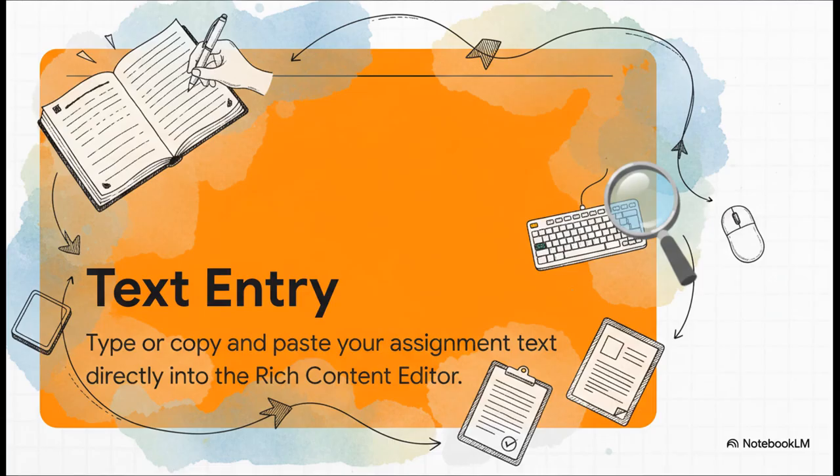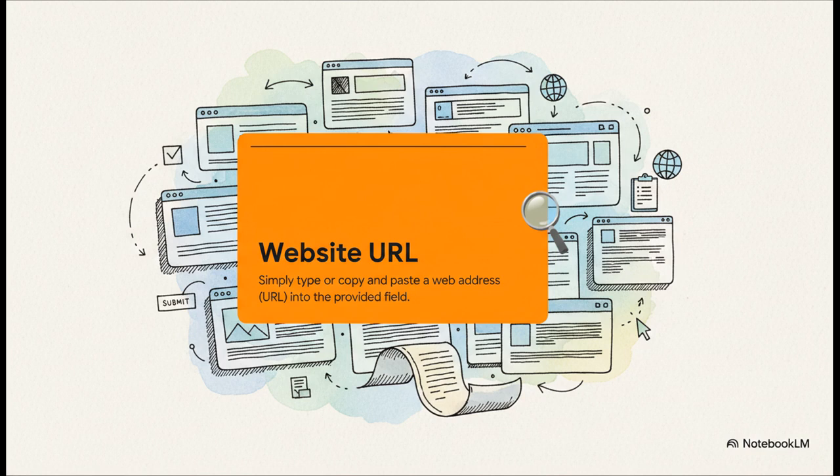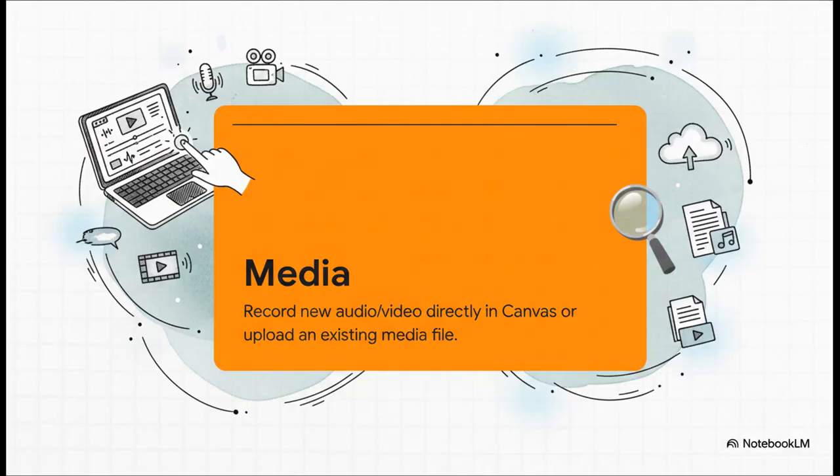Next up, we've got the text entry option. Instead of a file, you'll just see a text box, what Canvas calls the Rich Content Editor. This is great for shorter assignments, where you can just type your response right in, or even copy and paste it from somewhere else. No separate file needed. So what if your work isn't a file at all, but a website? Well, for things like a blog post you wrote, or maybe an online portfolio, you'll use the website URL option. You literally just copy the link to your work and paste it right into the box. Easy as that.